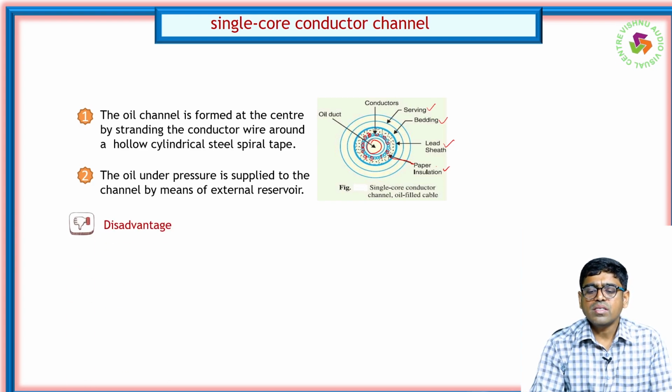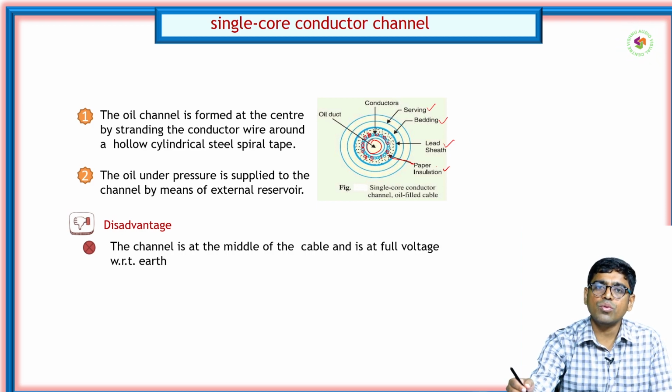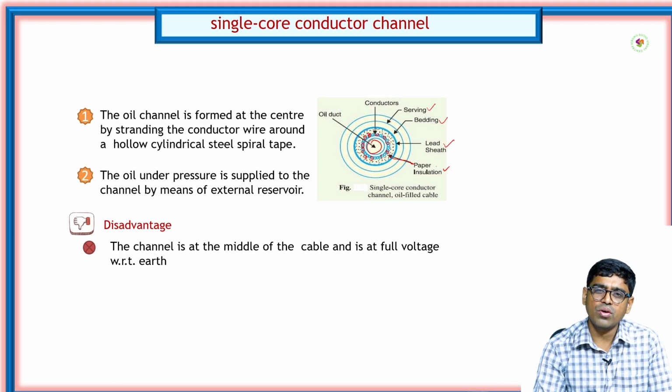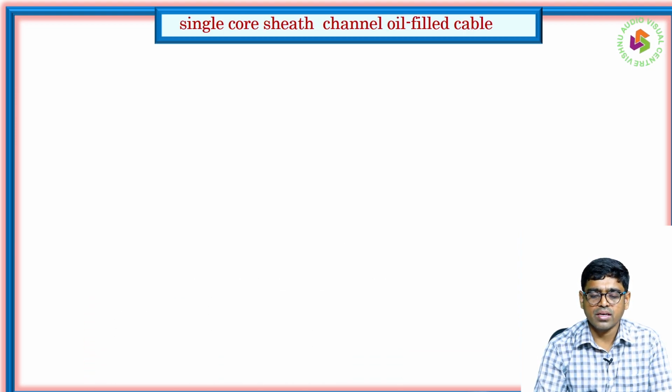The disadvantage of this single core conductor channel is that the channel is at the middle of the cable. It is at full voltage with respect to earth. So with respect to earth the voltage difference will be high, and high voltage will be applied to this channel, so that a very complicated system of joints is necessary.